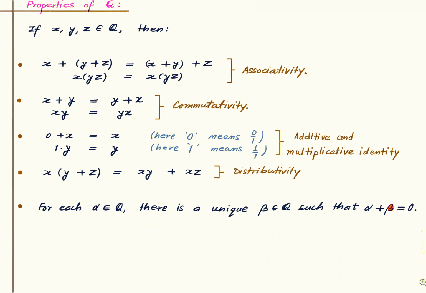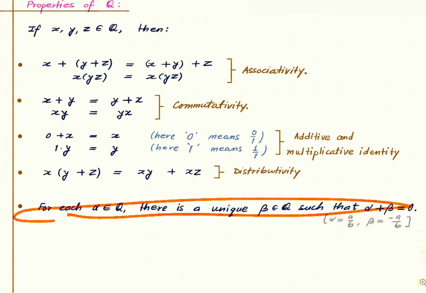Basically, say if alpha is a by b, then beta equals minus a by b does the job. Right? So the existence is clear. The uniqueness is an exercise. So if you say beta prime also satisfies this equation, then you can easily show that beta is equal to beta prime. So this is a very simple fact.